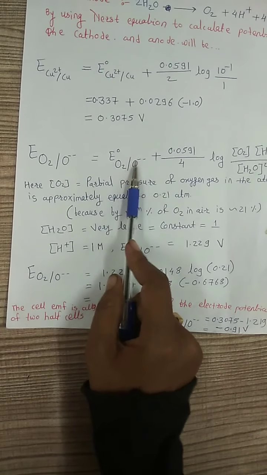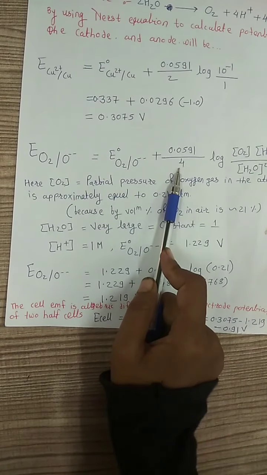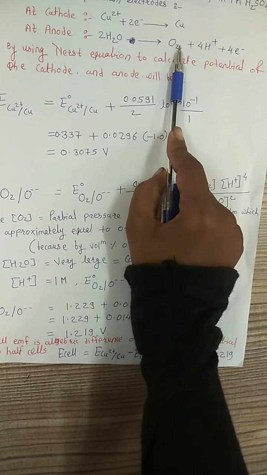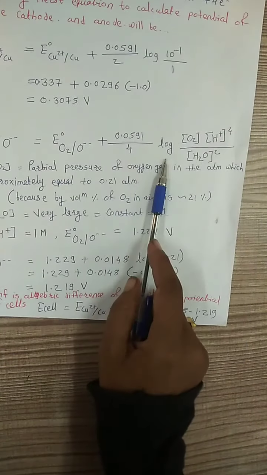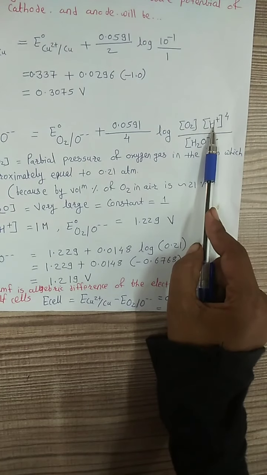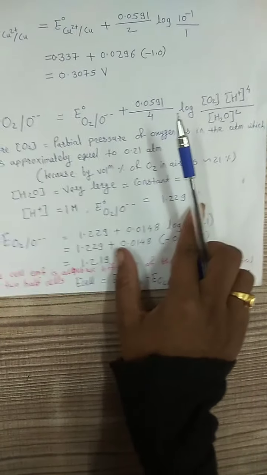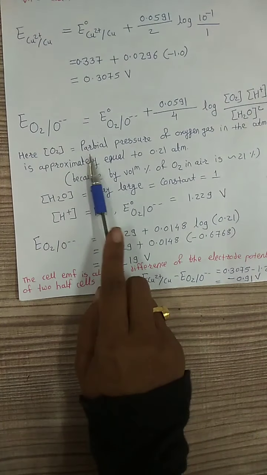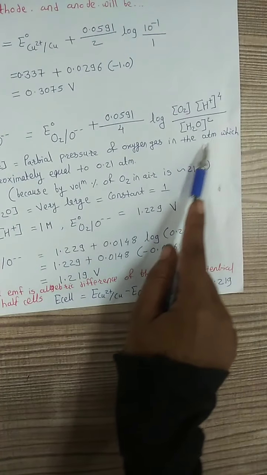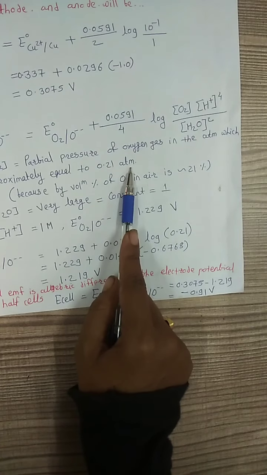So let us see the electrode reaction at the anode. The electrode potential of the oxygen is equal to standard electrode potential of oxygen plus 0.0591 divided by 4. Here the 4 is considered from the 4 electrons involved in the anode reaction. So by considering the log of concentration of O2 into concentration of H plus ion divided by concentration of water molecule, here the concentration of O2 is nothing but the partial pressure of the oxygen gas in the atmosphere, which is approximately equal to 0.21 atmosphere.